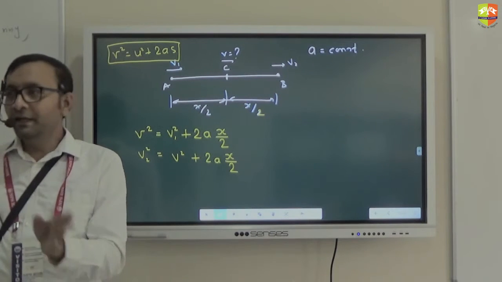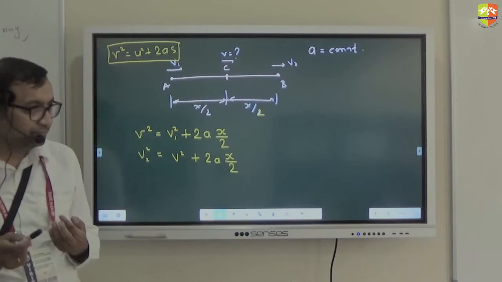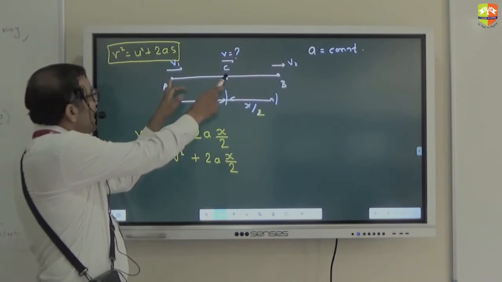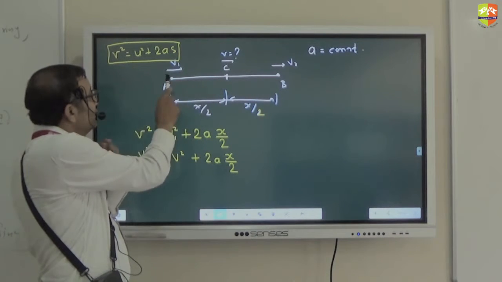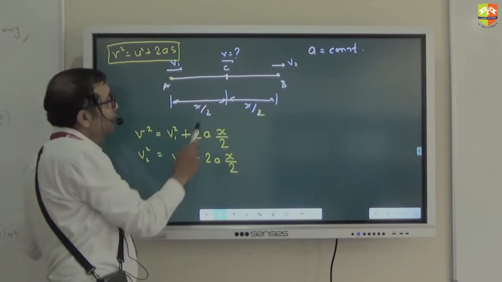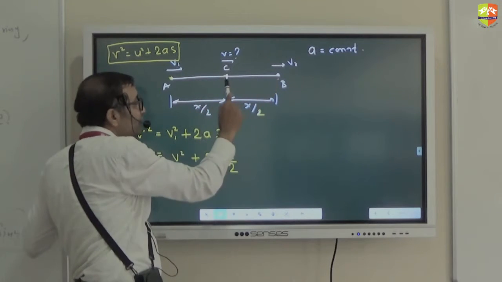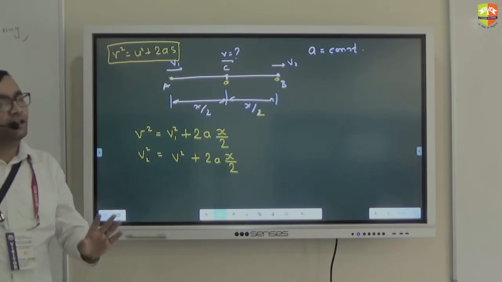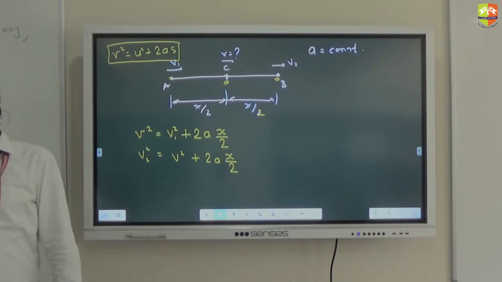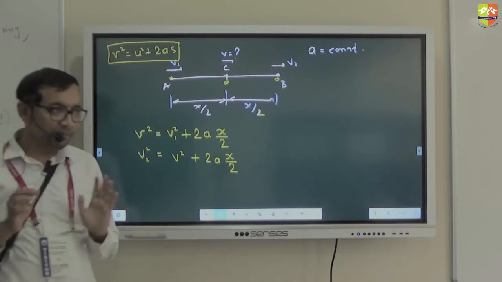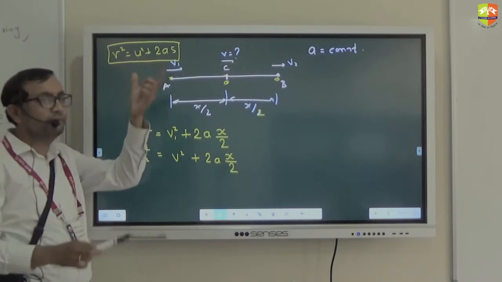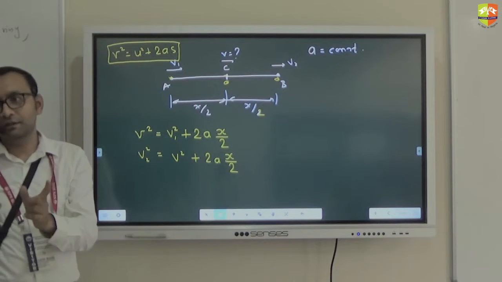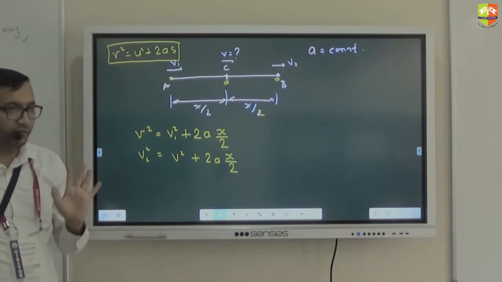Initial velocity is the initial point. Final velocity is the final point. Now here, if you say I'll apply between these two points, this is your initial, this is your final. Then between these two points, this is my initial and this is my final. Initial velocity doesn't mean the velocity when the object has started. Initial velocity means that when you use this equation between two points, the velocity at the first point is the initial velocity and velocity at the second point is the final velocity.